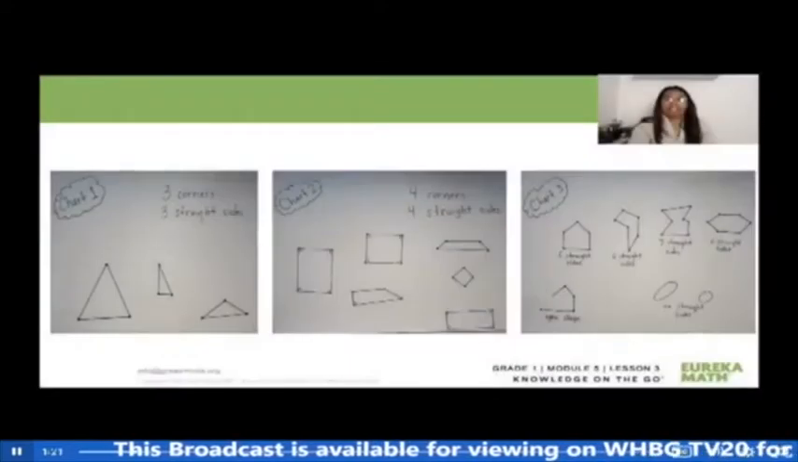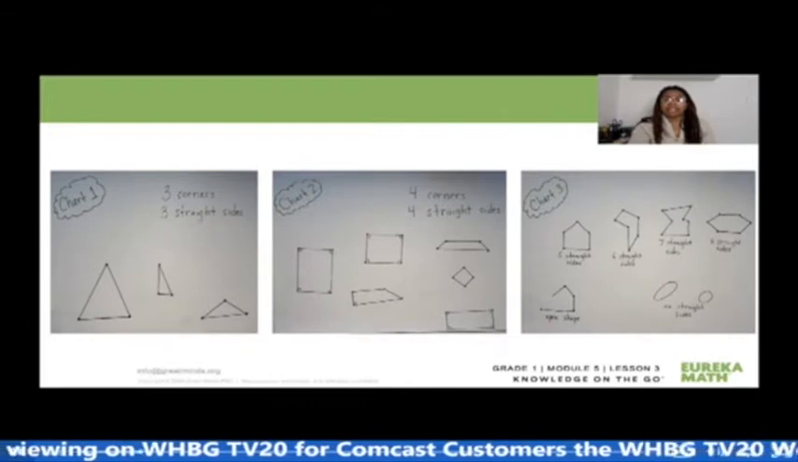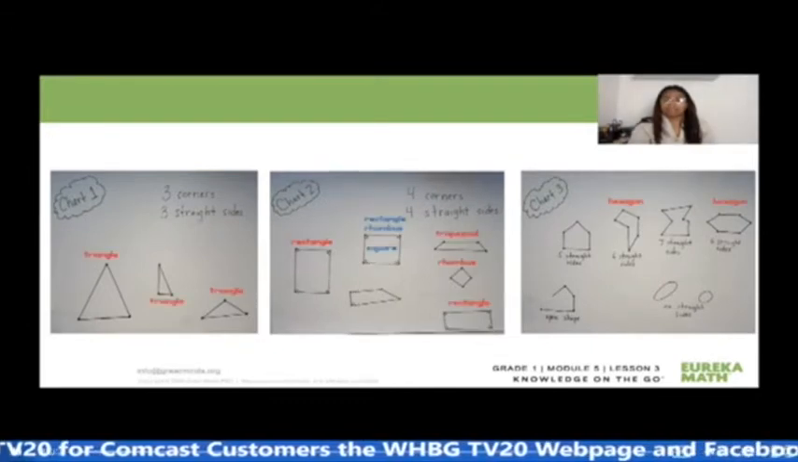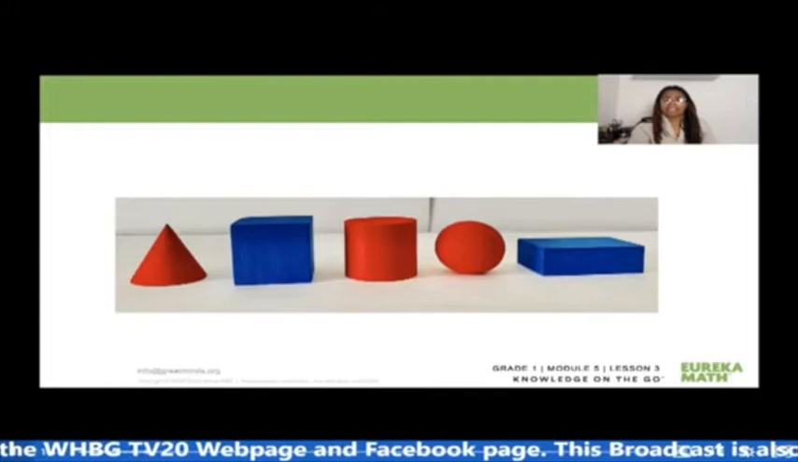Welcome back. In Lesson 1, we used straws to draw shapes and classify them based on their defining attributes of straight sides and corners. In Lesson 2, we named the shapes. In today's lesson, we will be talking about three-dimensional shapes like these. Pause and think. What do you know about three-dimensional shapes?